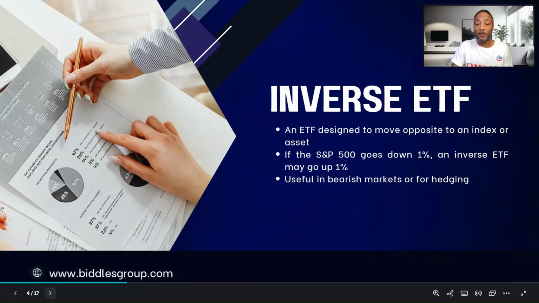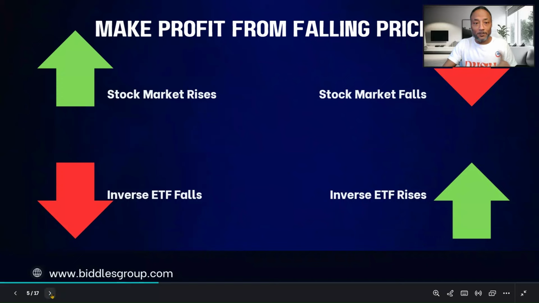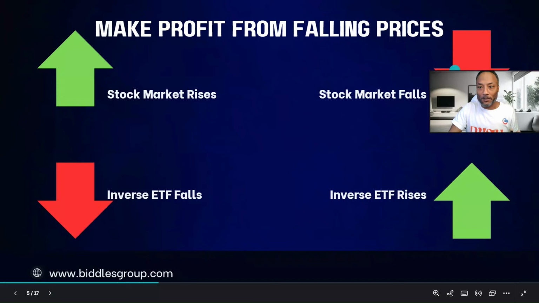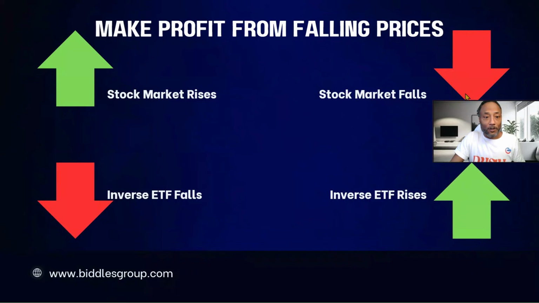asset. If the S&P 500 goes down 1%, an inverse ETF may go up 1%. It's very useful in bearish markets or for hedging. So, in short, making profit from falling prices. If the stock market rises, these inverse ETFs fall. And so we know over time, the market gives you about 8 to 12%. So these things are definitely falling over time. Now, when the stock market falls, these inverse ETFs will rise.